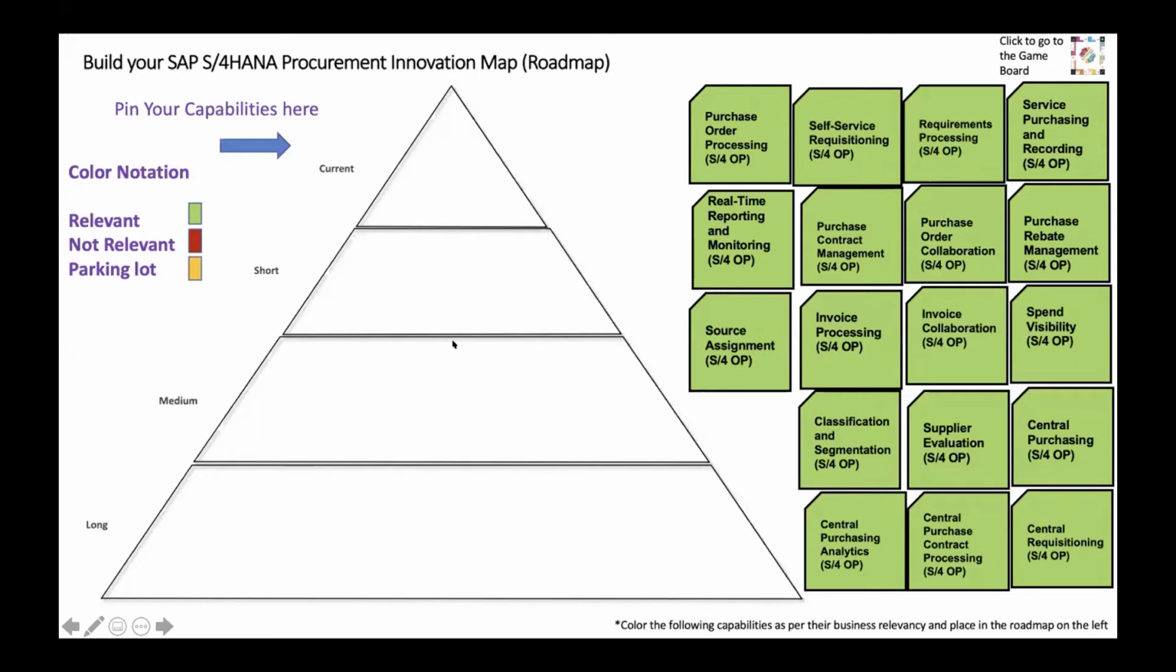So not only do you understand what this capability can do for you and what its business value is, but you can also place it in this very simple pyramid structure and create your own roadmap so that you can use it after the workshop, right? To follow up with the implementation or to show in your internal review meetings. You can also just change the color to not relevant or parking lot, red or yellow, if you feel that it doesn't make sense to implement this capability. So you can filter out the noise and only focus on the capabilities which add value.